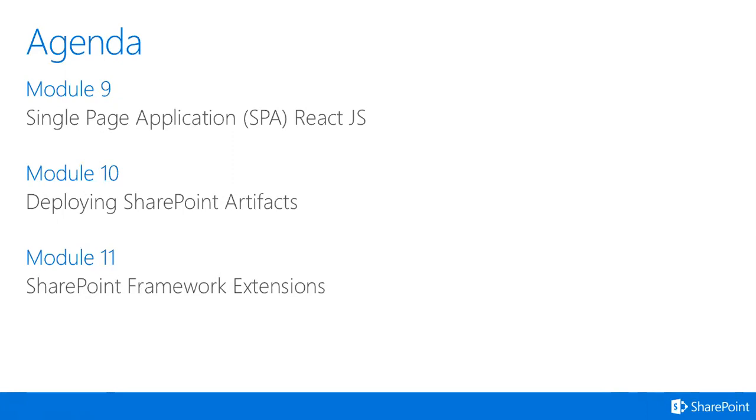And then comes module 10, how we can deploy SharePoint artifacts. And then module 11, where I'll be talking about extensions. Till module 10, we will be talking about SharePoint Framework web parts. And then in module 11, I will be talking about Framework extensions. What are the different types of extensions you can create with SPFx?